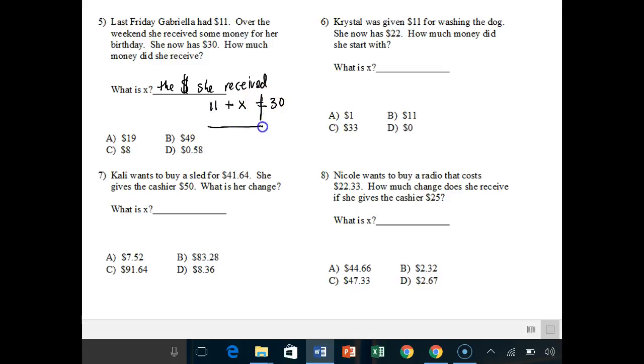So we're going to go ahead and draw our Tetris here. And I'm going to start on this side because the variable's on the left side. I see a positive 11. I could subtract 11, or I could add negative 11 to both sides. Again, DSSM, different sign, subtract. It's the same thing as just subtracting 11 from both sides. Bring down x. 30 minus 11 gives you 19. So she received $19. Does that make sense? If you start with 11, if you add 19, what do you get? You get 30, which is exactly how much she ended with. Good way to check. Pause the video and do number 6.